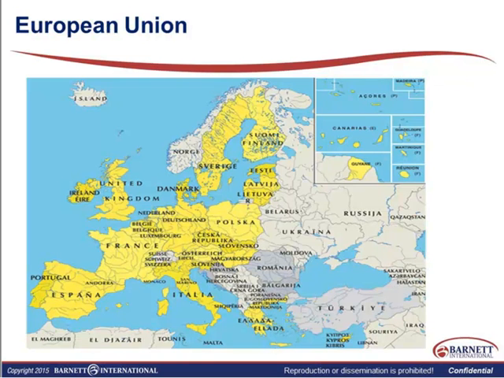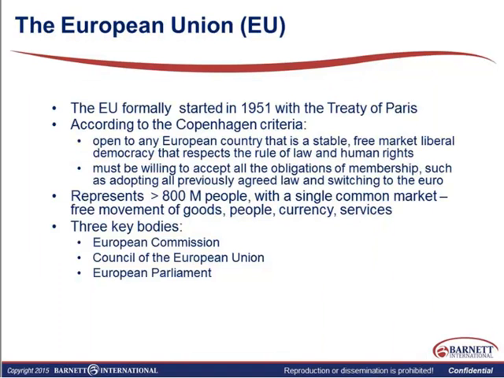So a little information about the European Union. This is a map of the European Union, and basically yellow are those countries that are part of the European Union as it exists today. It started formally in 1951 with a Treaty of Paris. There were certain criteria, called the Copenhagen criteria, that the EU would be open to any European country that's a stable, free market liberal democracy that respects the rule of law and human rights.